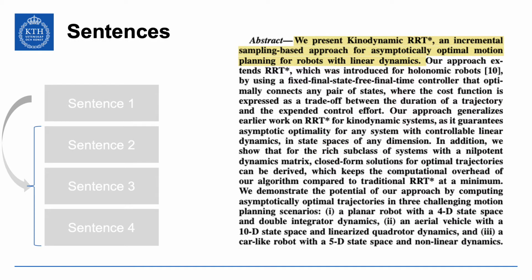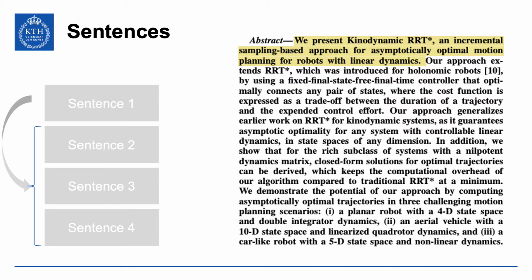But let's look at the abstract itself. The principle we're talking about is to have the first sentence summarize the rest of the sentences. Well, this is the abstract. The first sentence is, we present Kinodynamic RRT Star, an incremental sampling-based approach for asymptotically optimal motion planning for robots with linear dynamics. This kind of summarizes the whole paper.